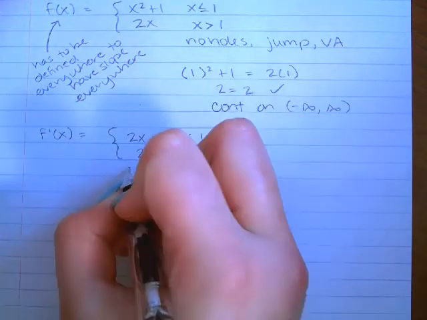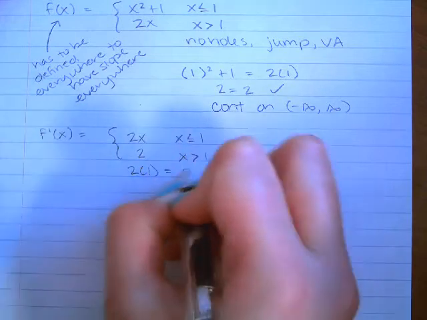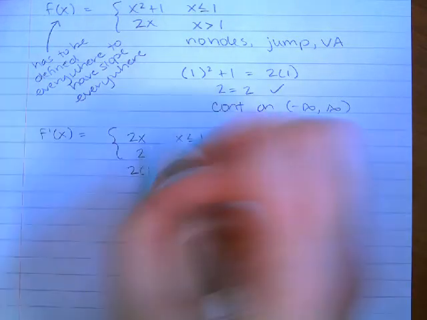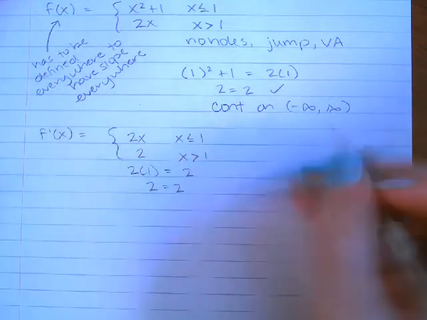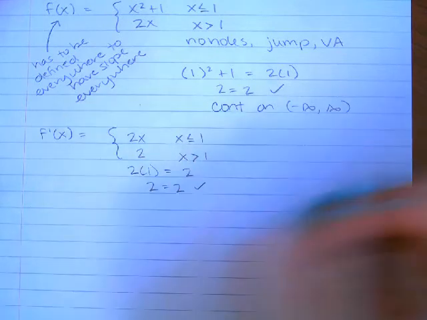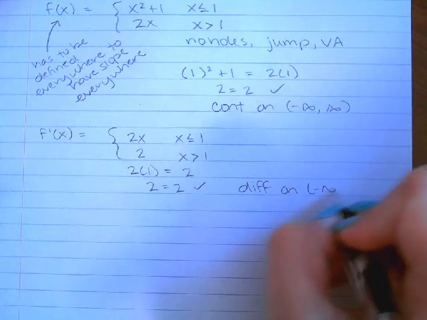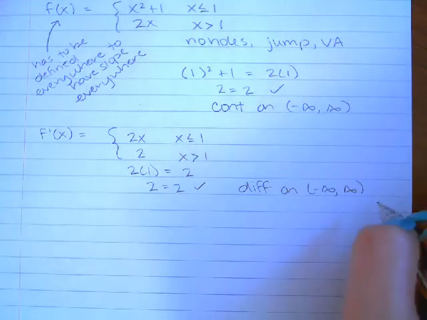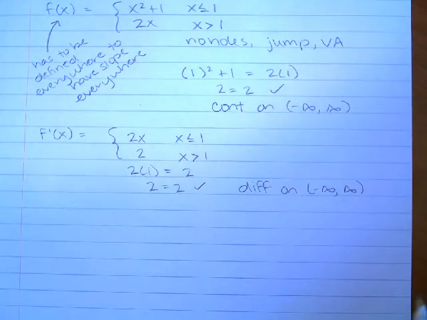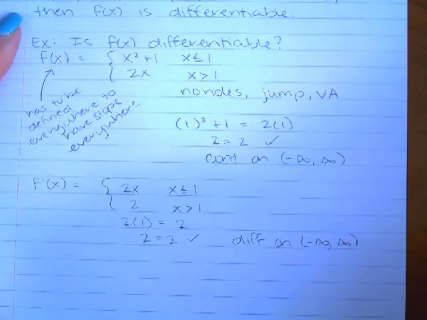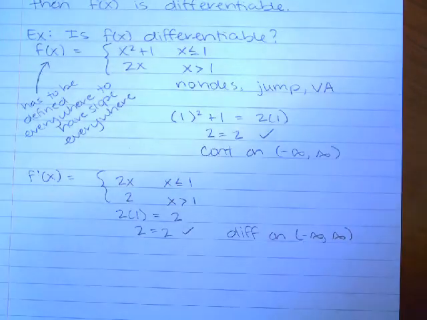All right, so 2 times 1 equals 2. There's my left side, there's my right side. And those do match, which means that this piecewise function was differentiable on negative infinity to infinity. So for the original domain with the problem, every single point has a derivative, or has an instantaneous rate of change.